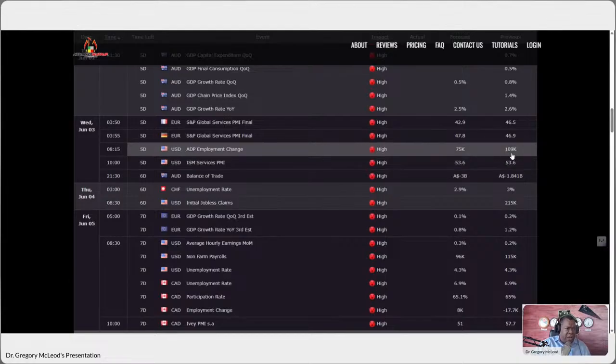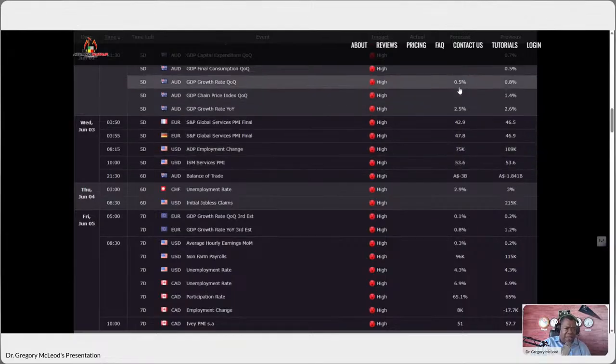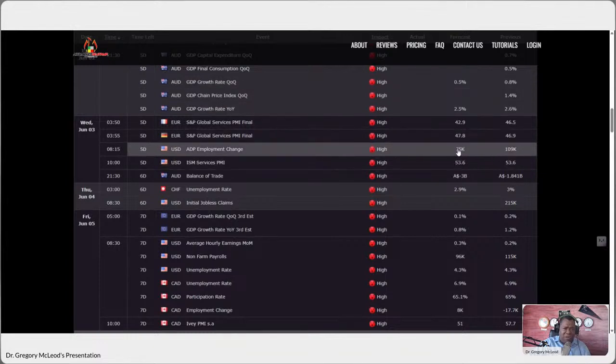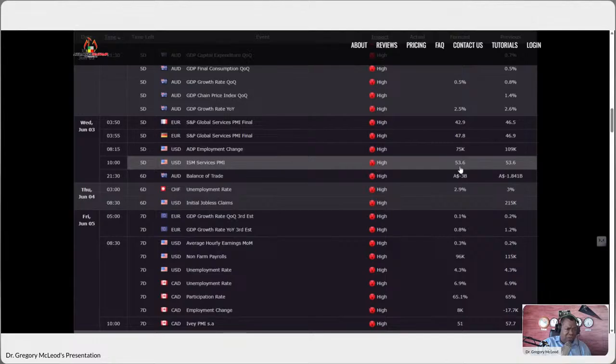So 109,000 jobs supposed to drop to 75,000. That could be a negative. But if it's higher than expected, which it has been surprising, then you could see a big rally in the market, because sometimes these guys who forecast, their job is to forecast, looking at piles and piles of papers and analyzing things, and they come up with the wrong number sometimes, right? And they've been coming up with the wrong number a lot of times.